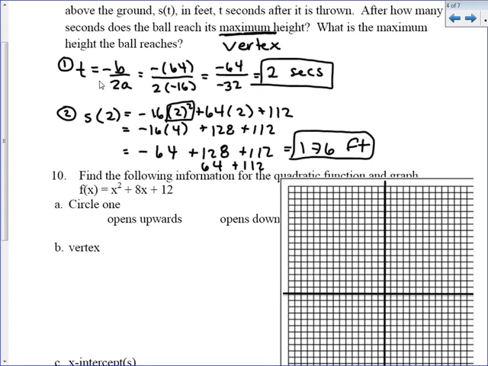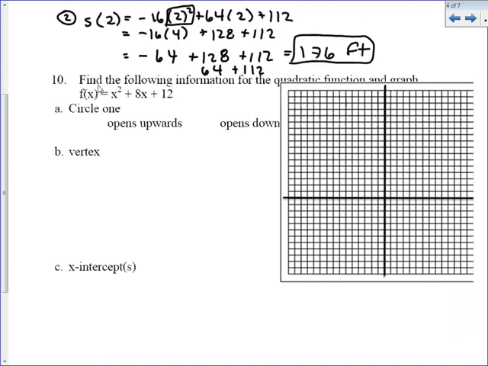All right, on to graphing. Graphing are our last long problems. So, number 10, find the following information of the quadratic function and graph. F of x equals x squared plus 8x plus 12. Is this opening upward or downward? Upward, because a is positive. So we know when we connect our points it should look like this. If it doesn't look like this, there's probably something wrong with your points.